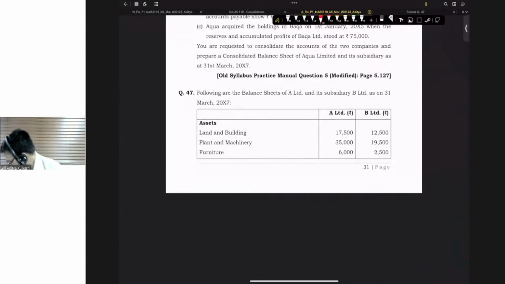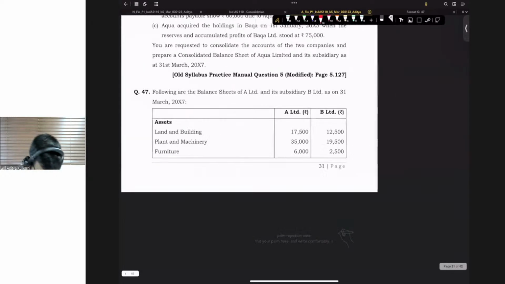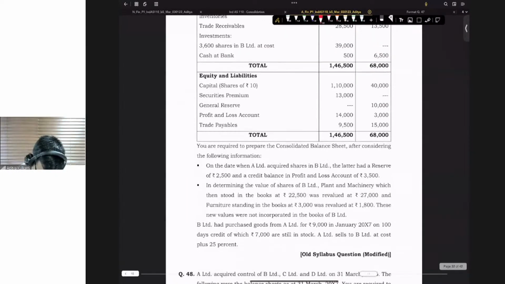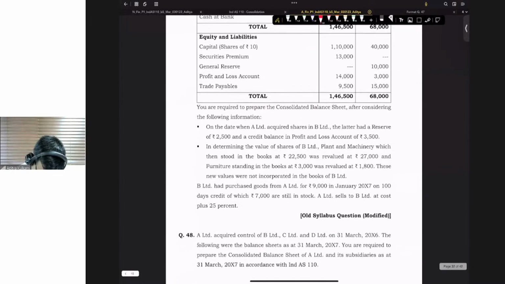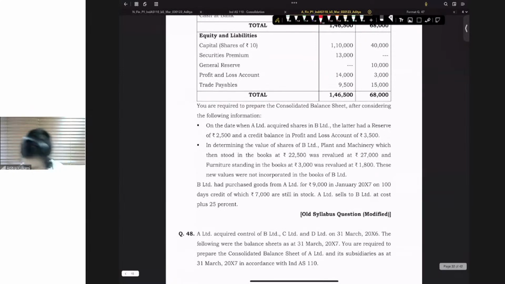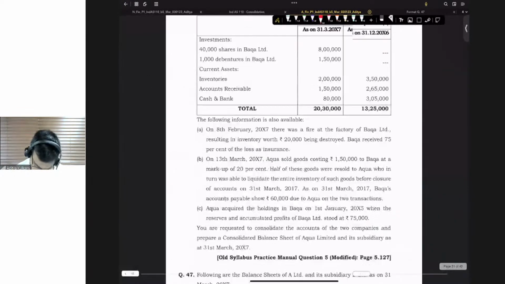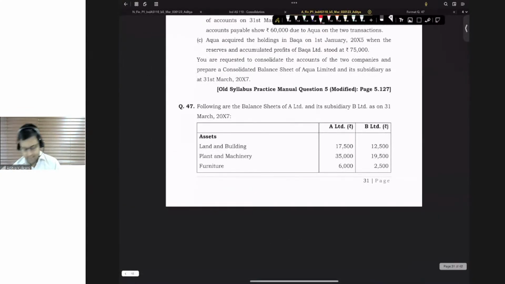A and B. That is something extra. Okay. We had purchased. This was revalued at 27,000. Okay. Fine. All right. We come to question 47.